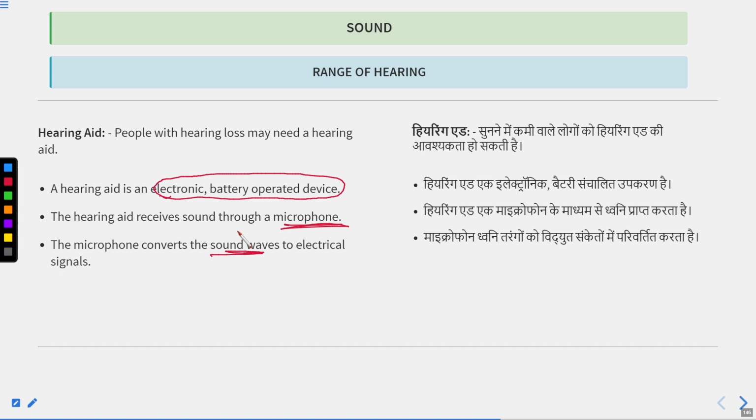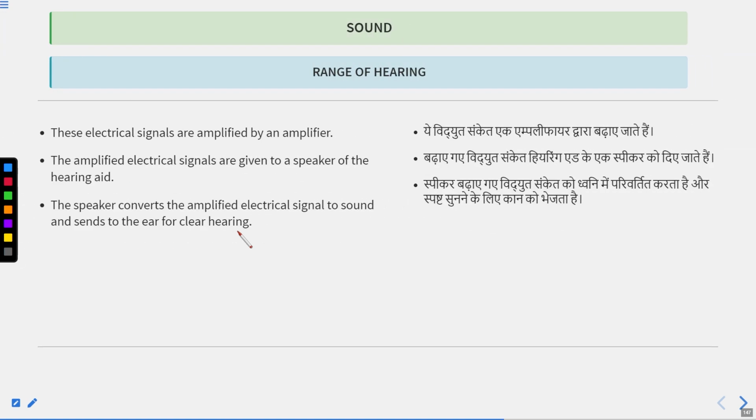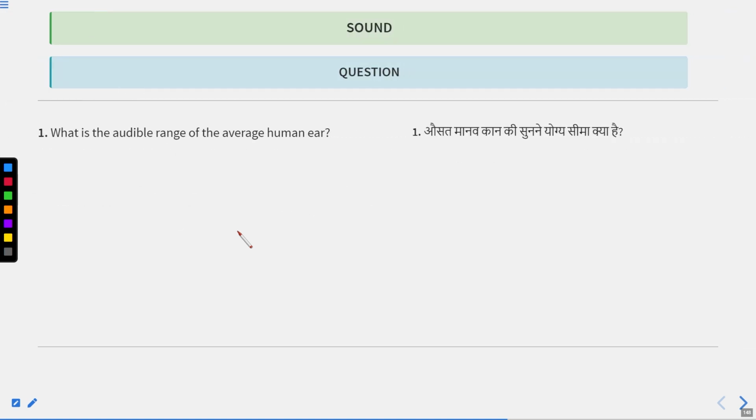So some people lose their ability to hear, so they use a hearing aid to hear. A hearing aid is an electronic device operated by battery. The hearing aid receives sound through a microphone, and the microphone converts that sound energy into electrical energy. The electrical signal gets amplified by an amplifier, and that amplifier gives the signal to the speaker of the hearing aid, and the speaker converts that amplified electrical signal to sound.